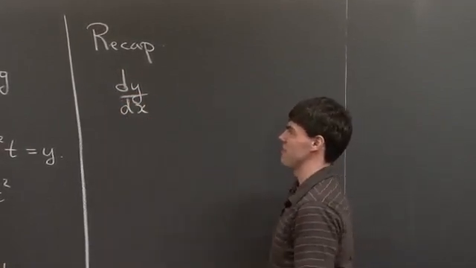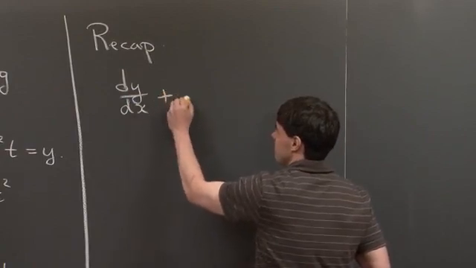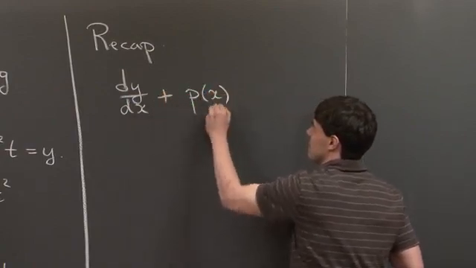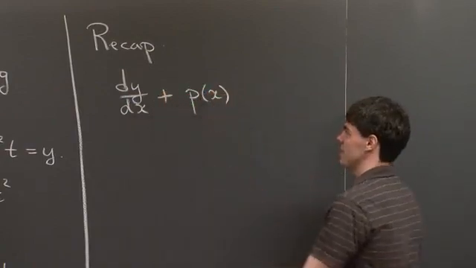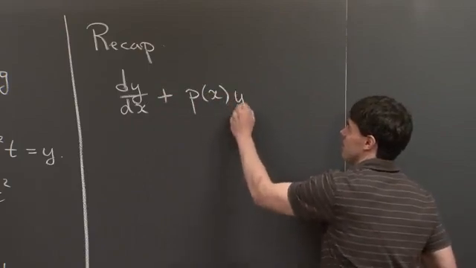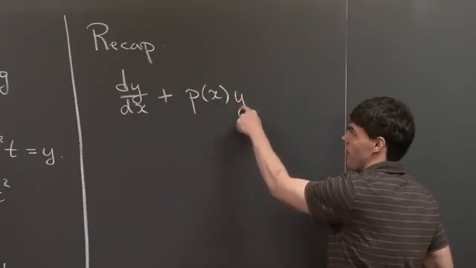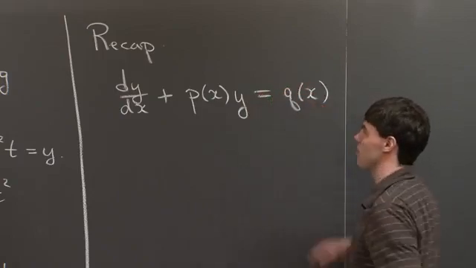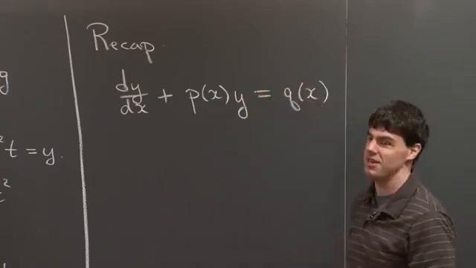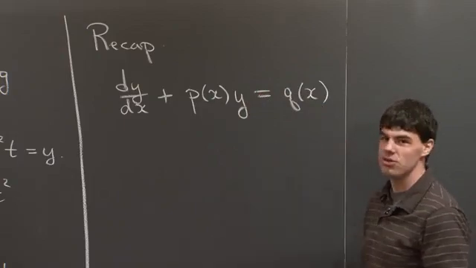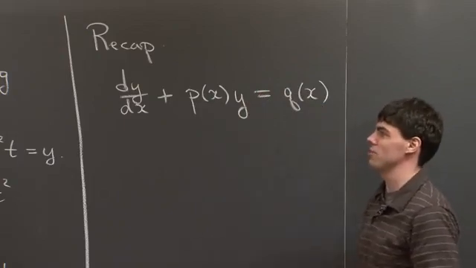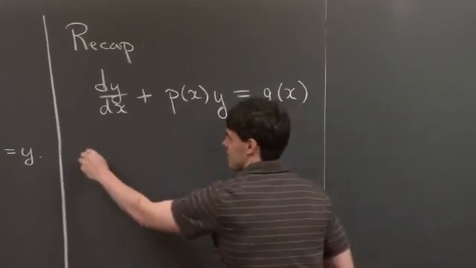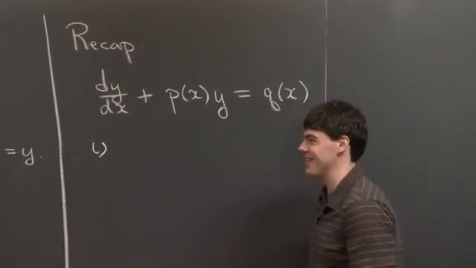So if it's a function of x, dy dx, plus some general function of x, and this could be anything, but the point is that it's multiplied just by y, and then it can equal some arbitrary function q of x on the right-hand side. So every first-order linear equation can be rewritten in this form. So let's tackle part A.